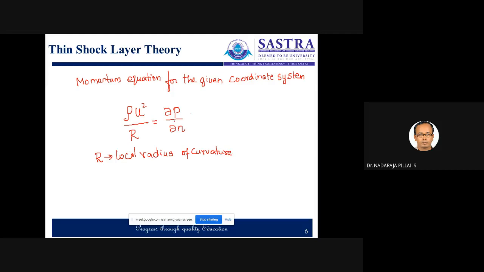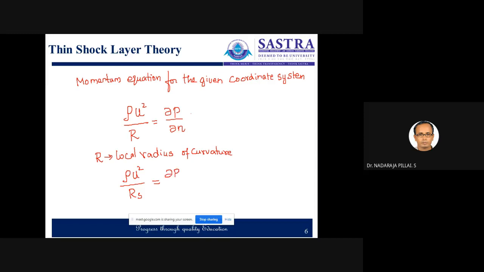So please remember other things like rho is density, u is the velocity component in the x direction, p is the pressure, and so on. Now I can write the same equation, say rho u square by Rs, where Rs is the shock radius of curvature.